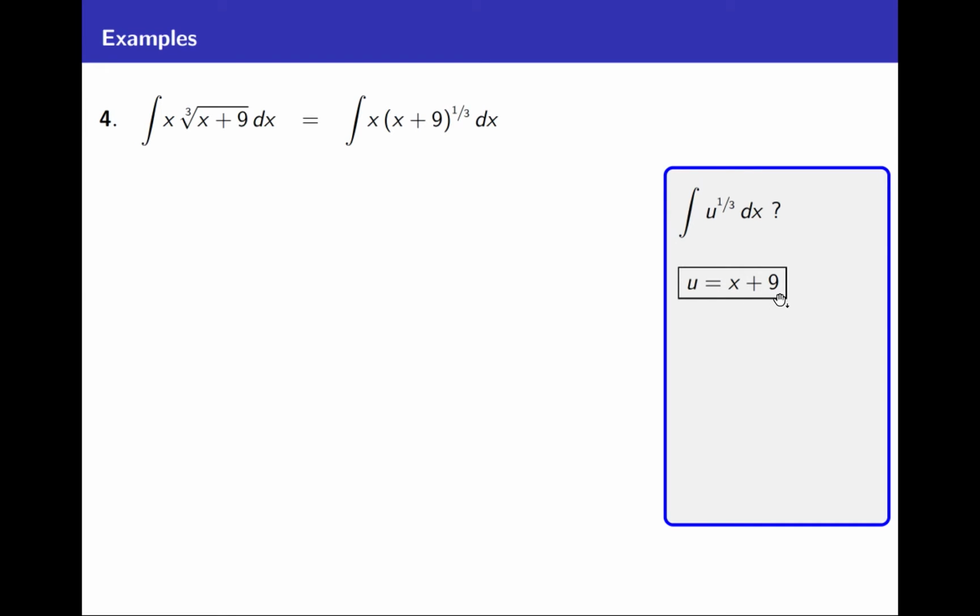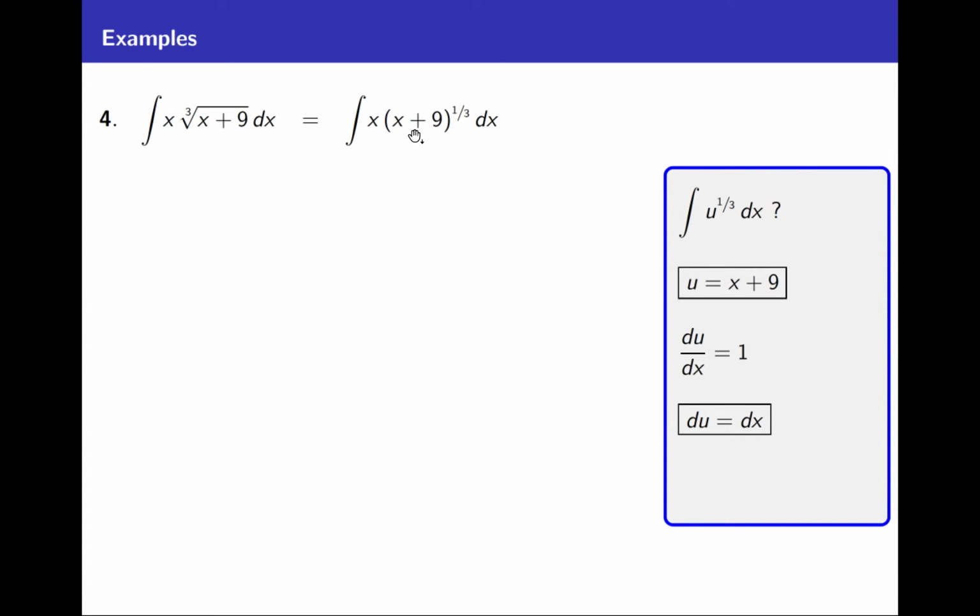So u equals x plus 9. And then du dx would simply be 1. That's the derivative of x plus 9. So du is equal to dx. So that tells us that this dx right here, we can just replace that with du. And this x plus 9, we can replace that with u.